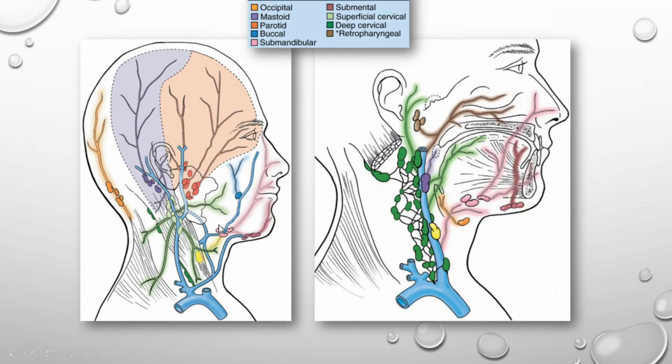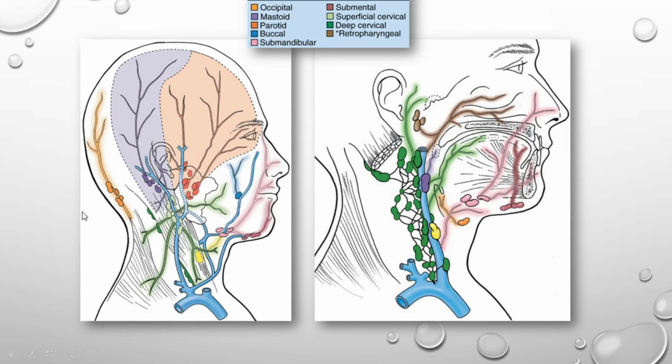We then have nodes that sit beneath our mandible, so we call them submandibular nodes, and that is going to drain regions of the anterior part of the face and even up to the nose, following the facial vein and angular vein. We then have some submental nodes, mental referring to your chin. So submental sitting underneath your chin, that's going to drain the area of your chin and your lower lip.